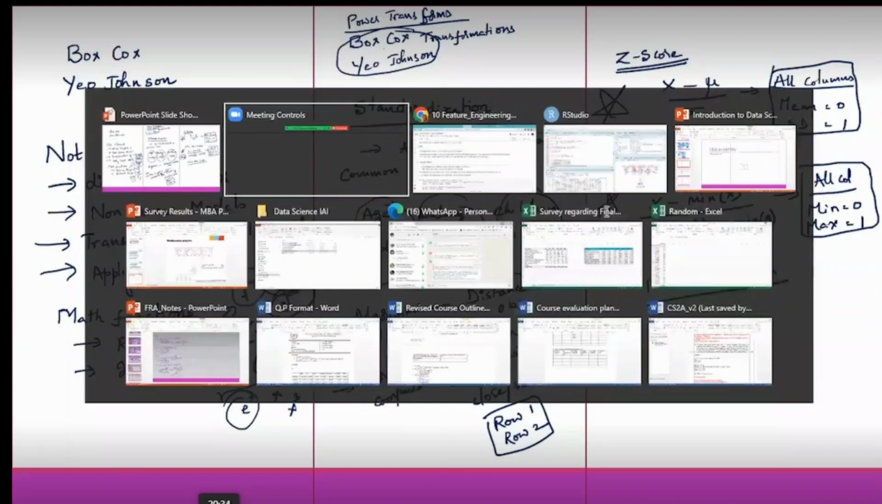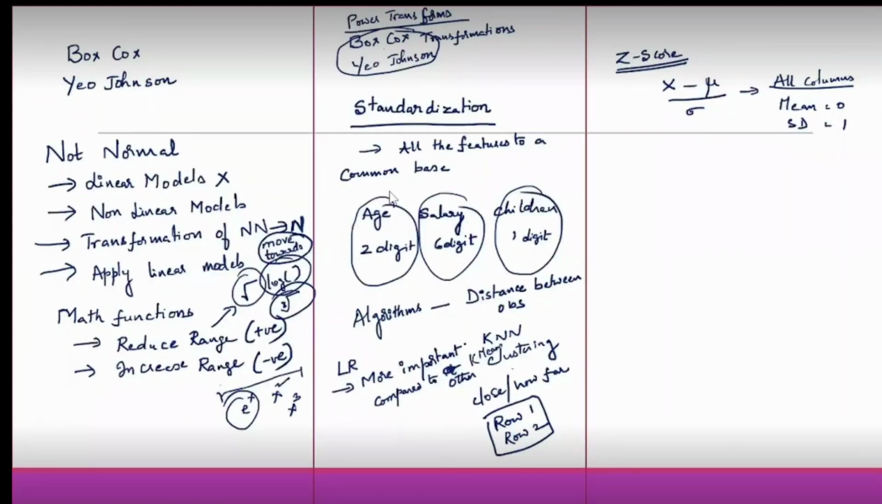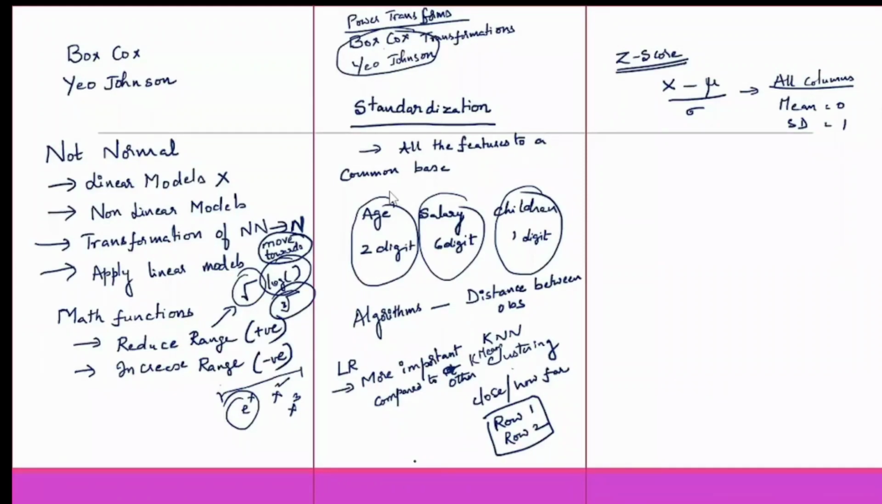So this is one, or impute the missing value. So at this step, you will not be having any missing values as such. I hope I'm clear on that.